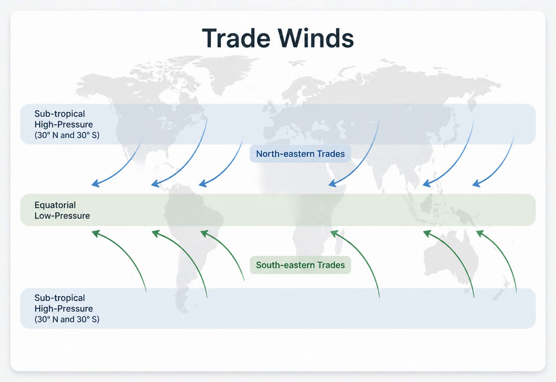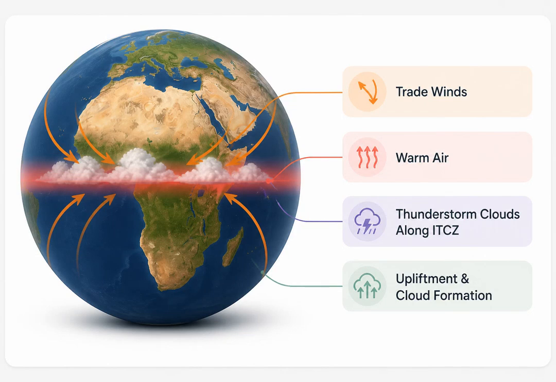This means they are strictly confined to the region between 30 degrees north and 30 degrees south. As they flow, the Earth's rotation deflects them. In the northern hemisphere, they flow as the northeastern trades, while in the southern hemisphere, they flow as the southeastern trades. When trade winds first originate in the high-pressure belts, they are descending and very stable.